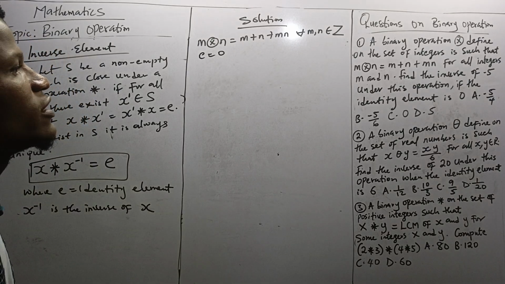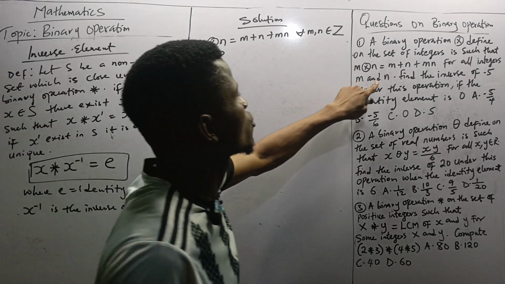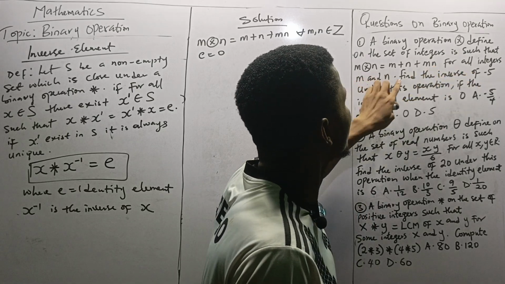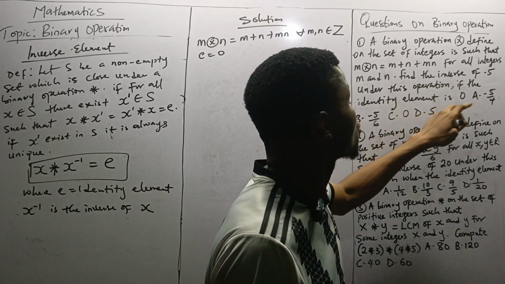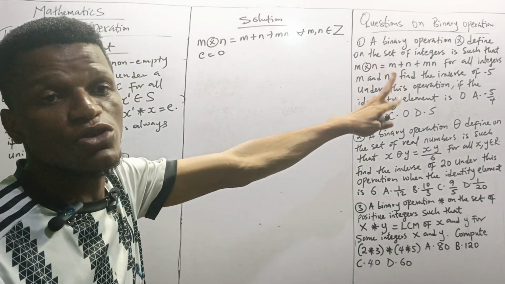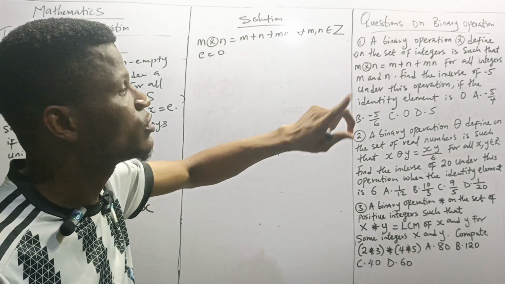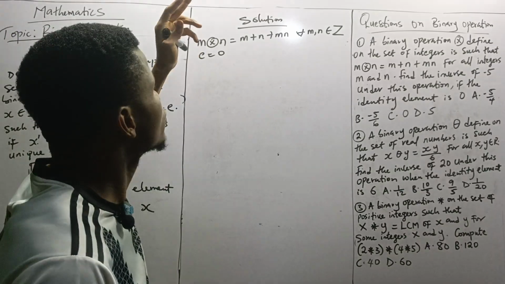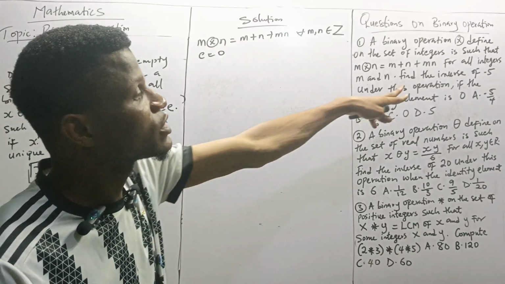So they ask us to find the inverse of -5 under this operation, where m combined with n is m plus n plus mn for all integers m and n, if the identity element is 0. Now we will not start by finding the inverse element of -5 directly. First of all, we need to find the general equation of the inverse element. We can pick either m and find the inverse of m, or we can pick n and find the inverse of n. Later we'll replace it with -5.